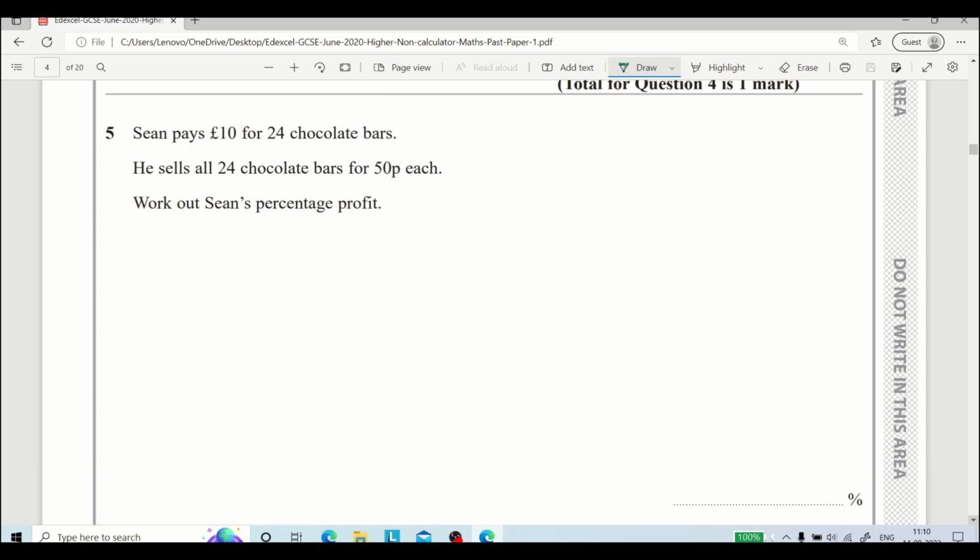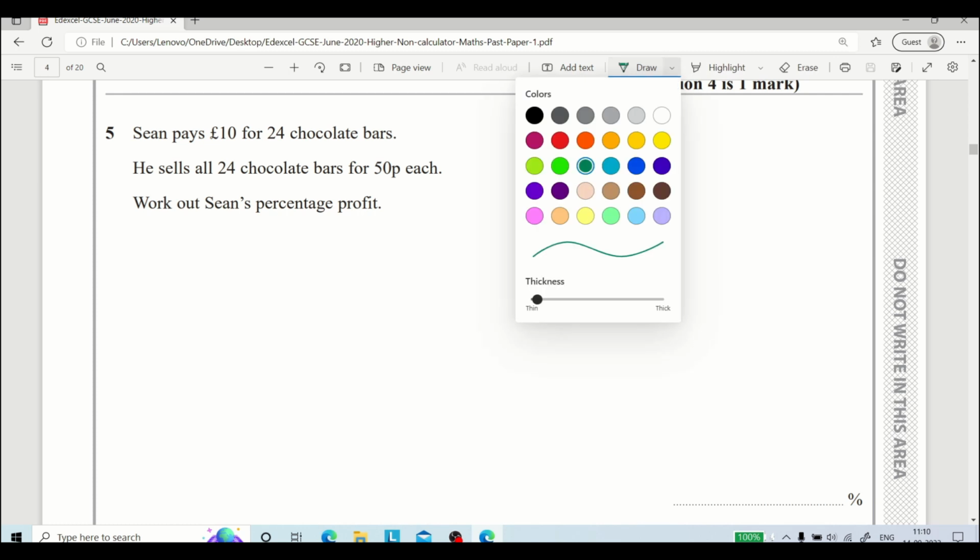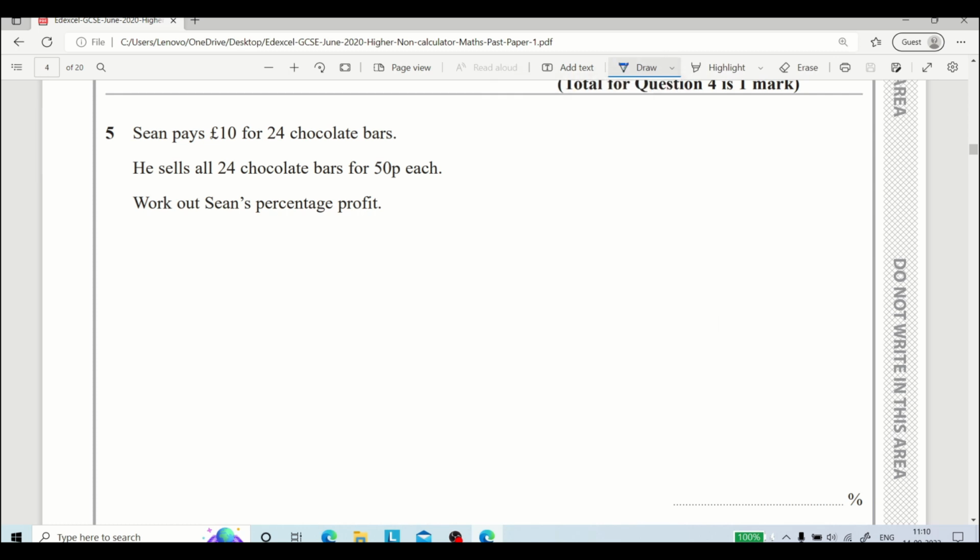Sean pays £10 for 24 chocolate bars. He sells all 24 chocolate bars for 50 pence each. Work out Sean's percentage profit. So the very first thing, let's revise the formula first. So please note this for your future reference too. The formulas that are being written, please note them down in a notebook, or you can prepare a cheat sheet so as to revise it before your exams.